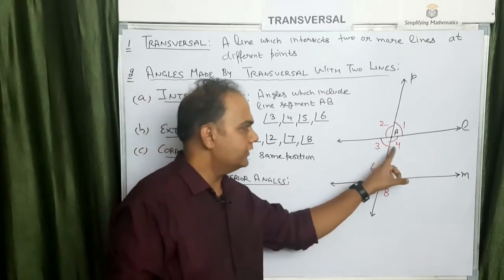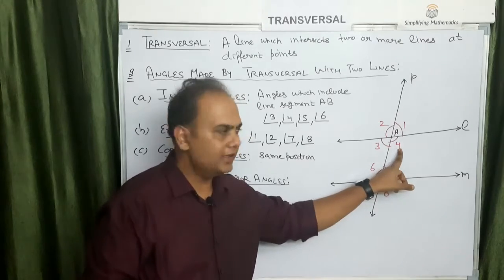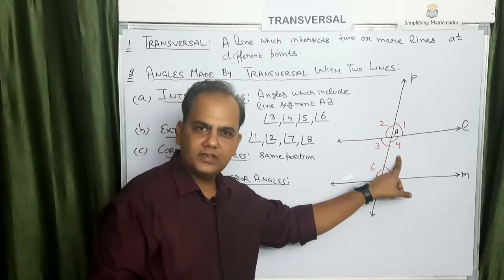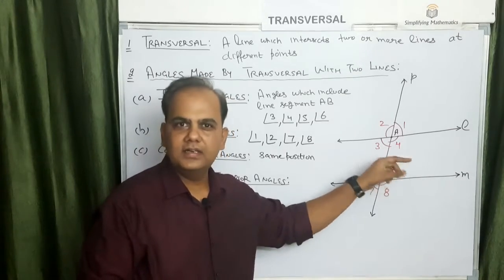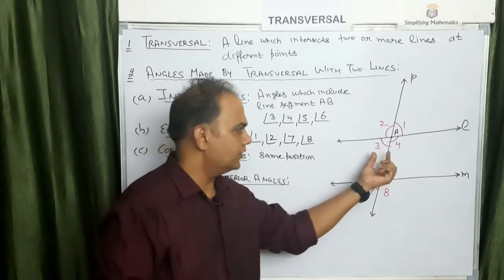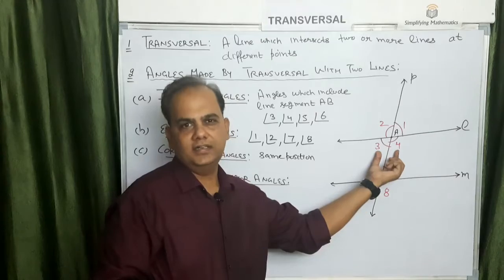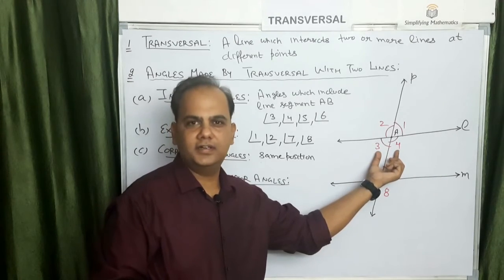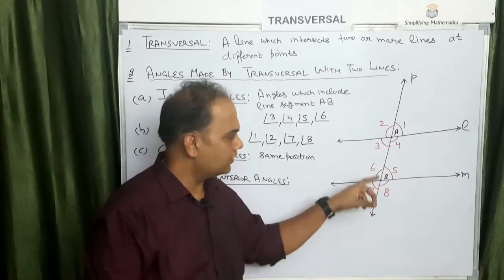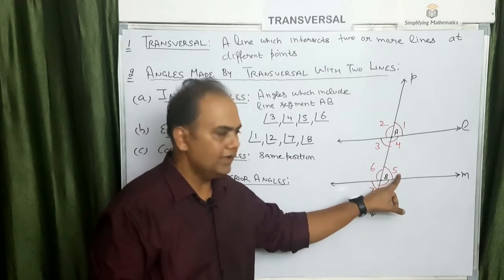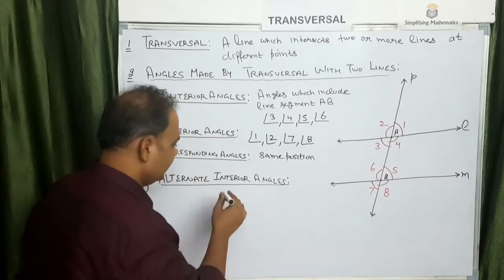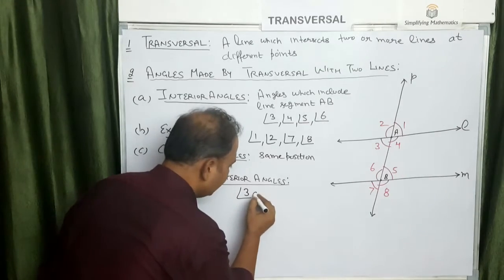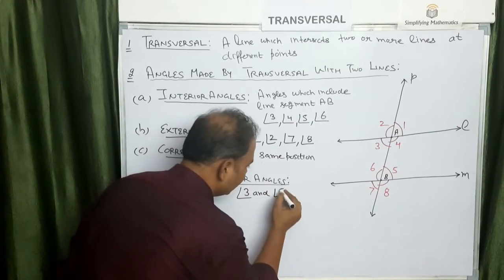Now if you look at 3 and 4, तो ये भी क्या है? These are on the different side of the transversal and these are also the interior angles. But ये alternate interior नहीं है because these are adjacent angles. So these are not alternate interior angles. तो हमारे पास we are left with what? We are left with angle 3 and angle 5. So this is a pair of alternate interior angles. So that is angle 3 and angle 5.